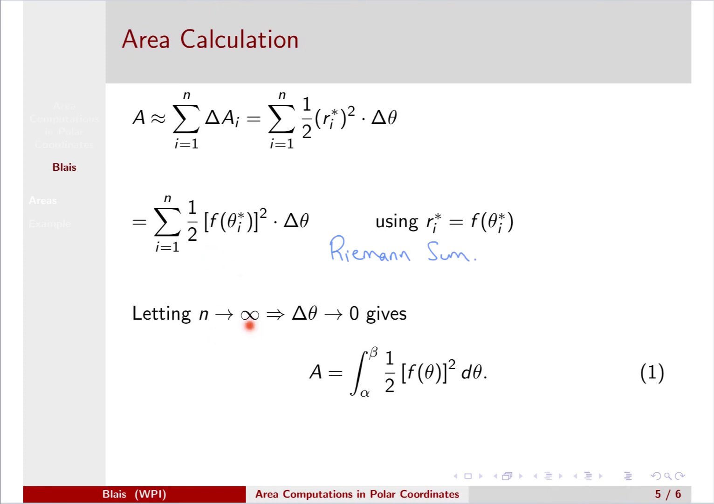And so we can let n go to infinity, which forces delta theta to go to 0. And recall we did a regular partition, so our delta theta was (beta minus alpha) over n. So letting n go to infinity means all of these widths shrink to 0, and this Riemann sum becomes an integral. And we get the integral here, which gives us the exact area of the polar region we're working with. And so we have the integral from alpha to beta of 1/2 times the square of f of theta d theta.